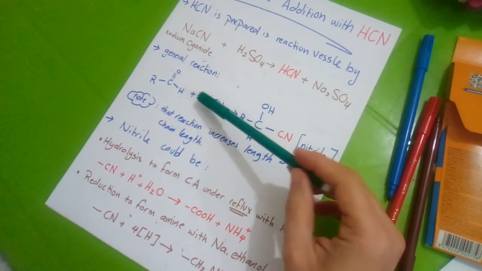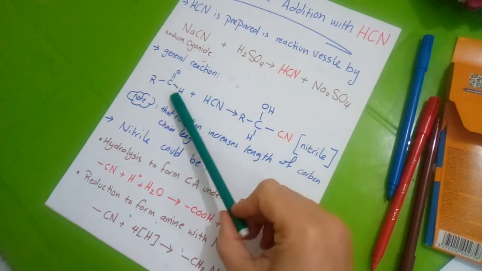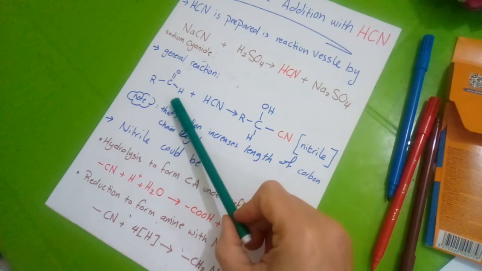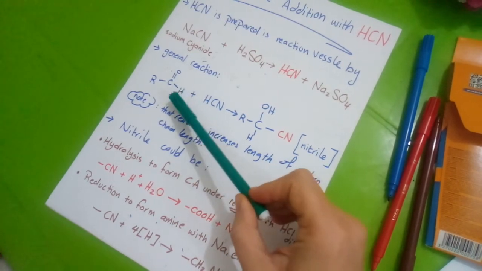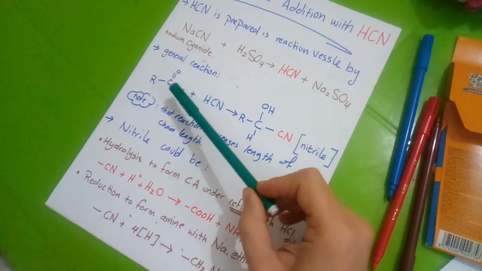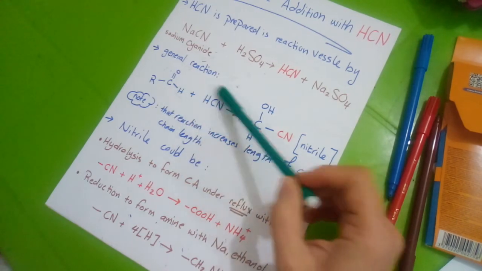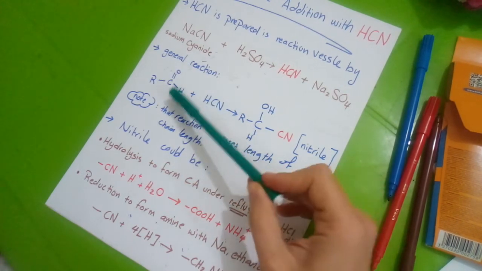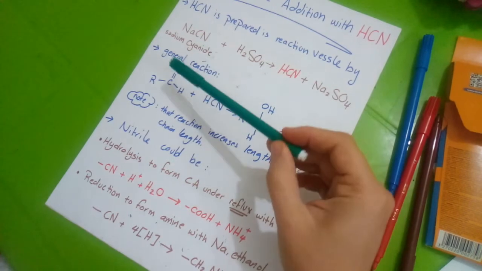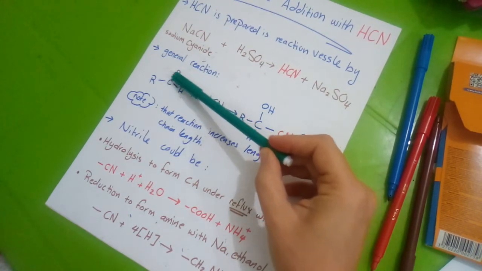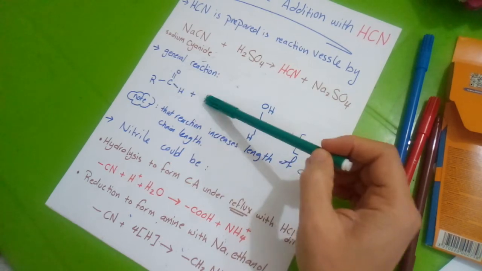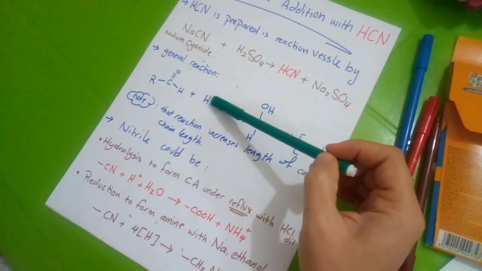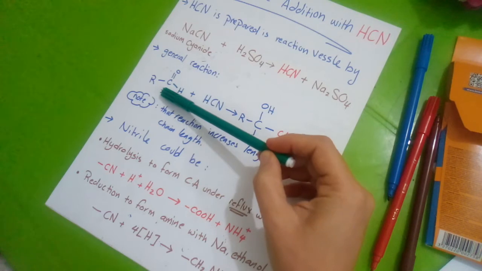The general equation: I will put here a carbonyl compound. This carbonyl compound is what? It's an aldehyde. Yes, carbonyl attached to a hydrogen atom at the end of the chain. So it's an aldehyde. I will add to it my hydrogen cyanide. The products will be what? Assume I will open this double bond and add to that oxygen a hydrogen from here, and the cyanide will be added to the other bond.